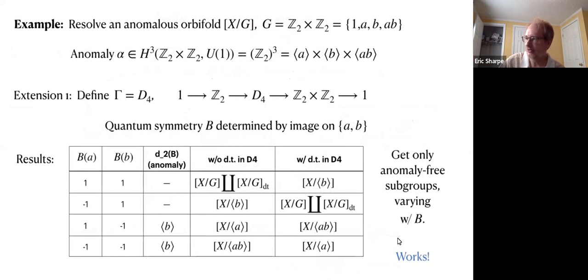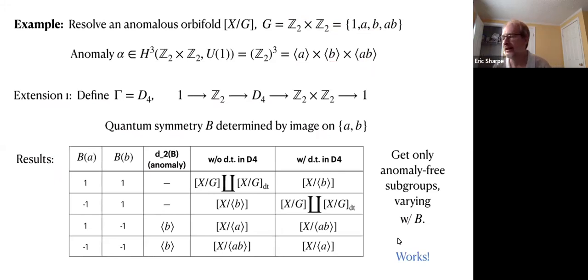I start with an anomalous orbifold where the orbifold group is Z2 cross C2. The anomaly for a Z2 cross C2 lands in degree three group cohomology, which turns out to be Z2 cubed. Those three Z2s basically correspond to the three Z2 subgroups of Z2 cross C2. So if I think of Z2 cross C2 as generated by A and B, then there's a subgroup generated by A, a subgroup generated by B, and a subgroup generated by the product AB.